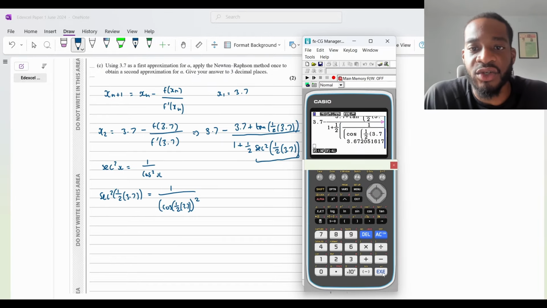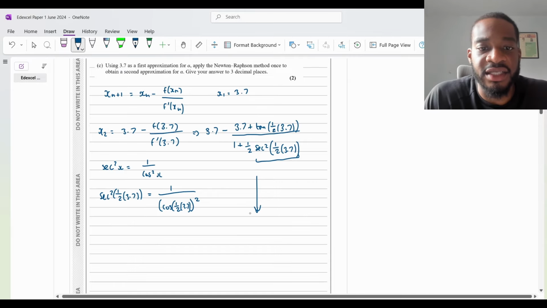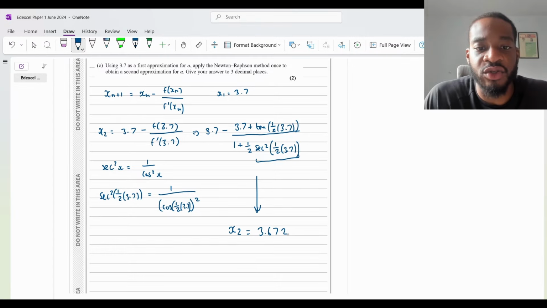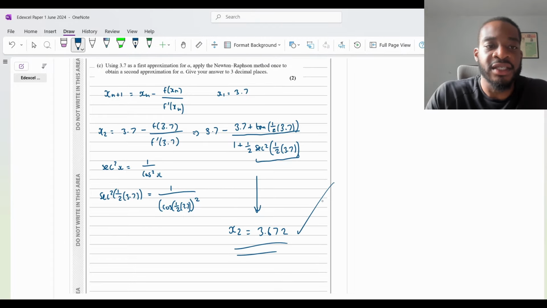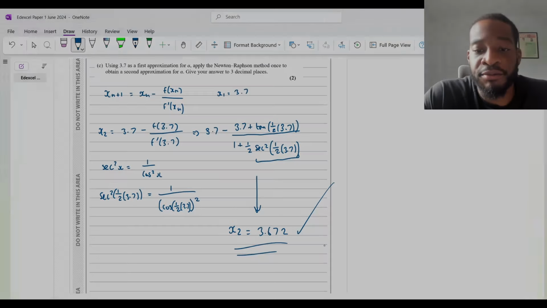That's perfect. If I click execute now, I get 3.672. All right, so therefore x2 is equal to 3.672, because they did want it to 3 decimal places, didn't they? And yeah, that's part C finished.